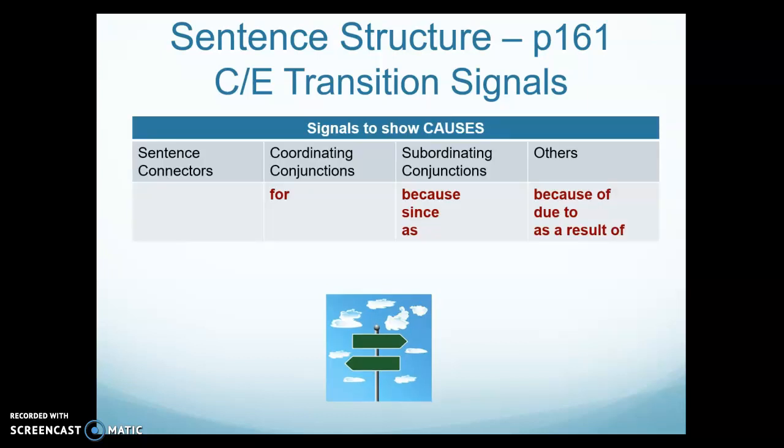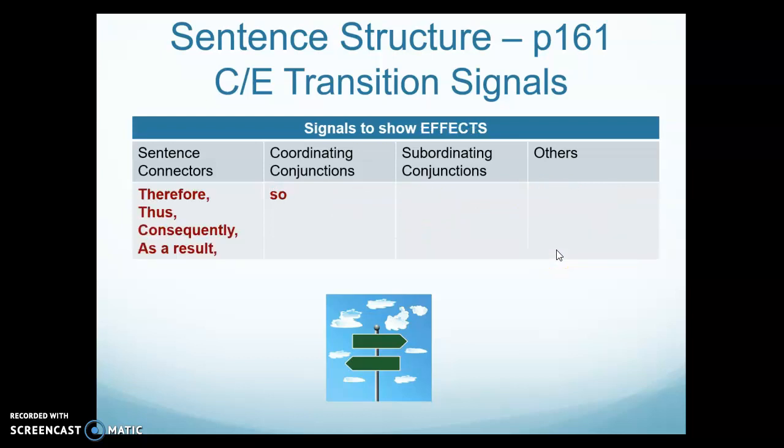And we have some great transition signals to show causes. We have sentence connectors, coordinating conjunctions, subordinating conjunctions, and others. We can see them right here: for, because, since, as, because of, due to, and as a result of. And here are some that show effects: sentence connectors and coordinating conjunctions.